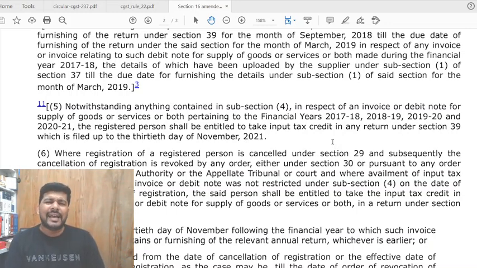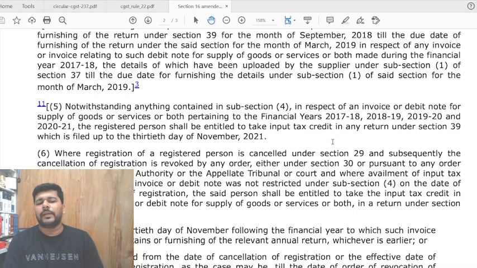Now, particularly, I refrain from calling it an amnesty per se, because here the modus is slightly different from what we saw in the introduction of section 128A, which was purely an amnesty, wherein you pay the tax but you get relief from interest and penalty.